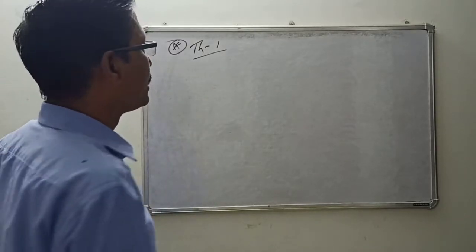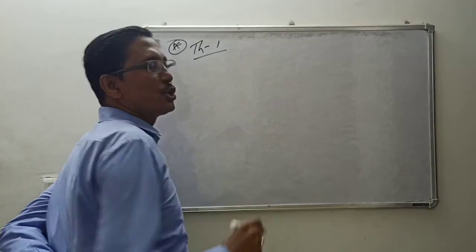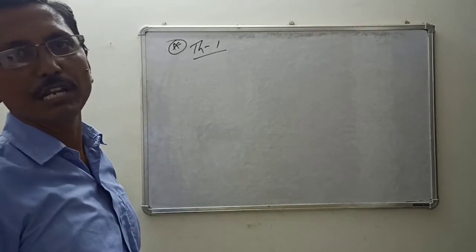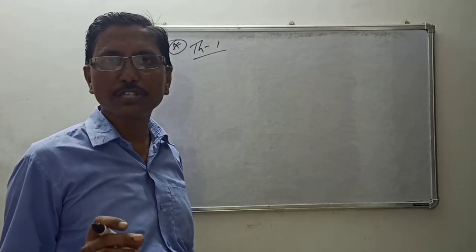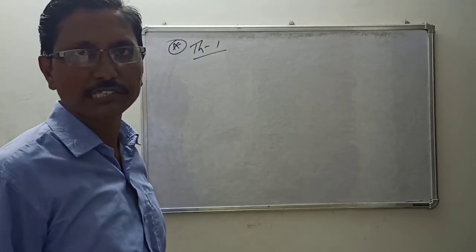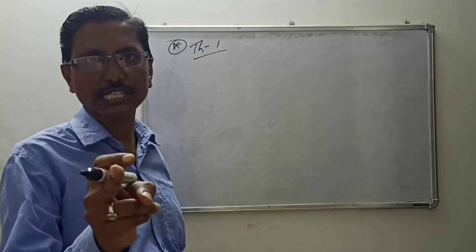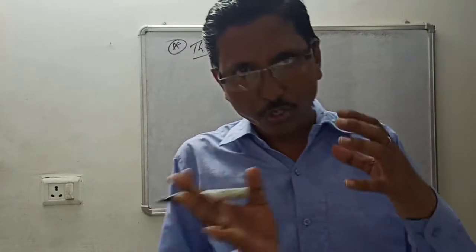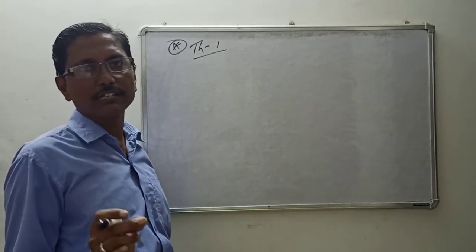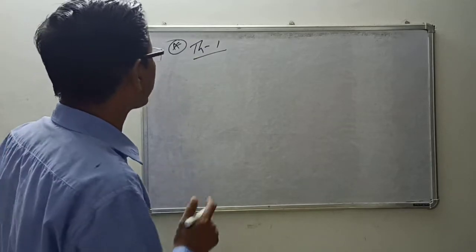proving the theorem. What is the theorem? The ratio of the areas of two similar triangles is equal to the ratio of the squares of corresponding sides. Remember, squares of the corresponding sides. In the perimeter of similar triangles, we got the corresponding side ratio. But here we will get the ratio of the areas as the squares of the corresponding sides.